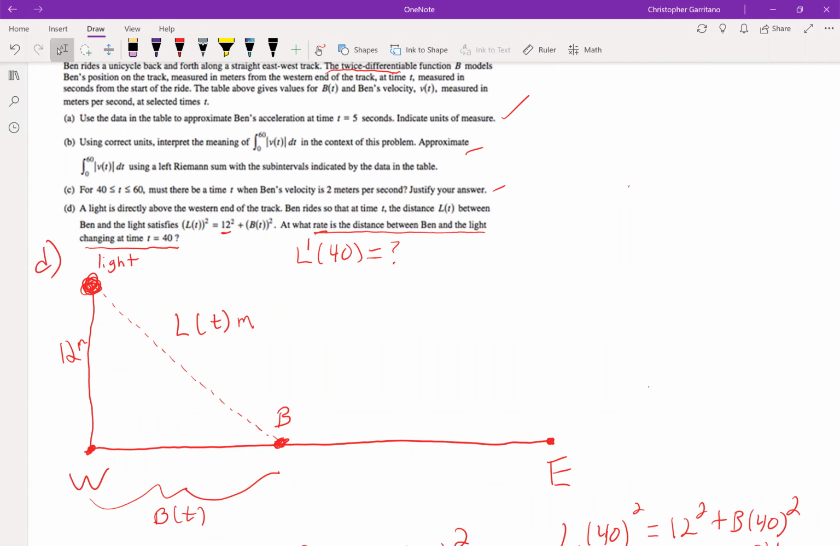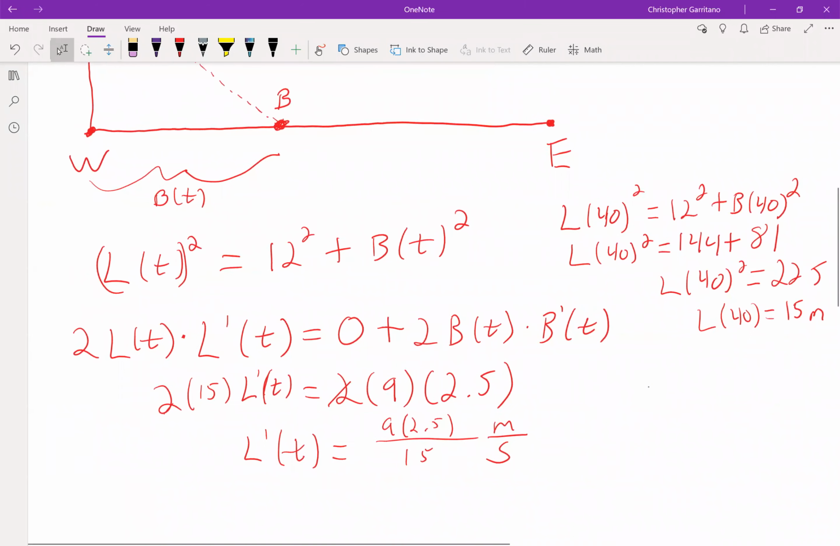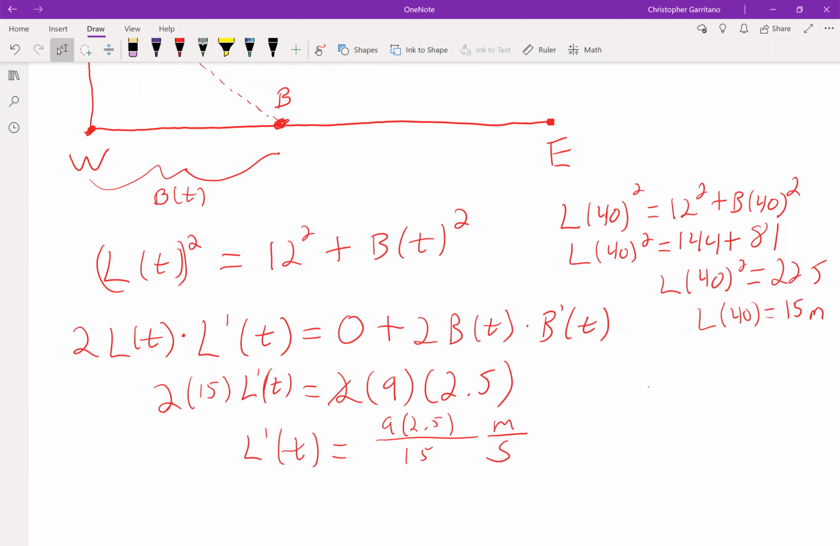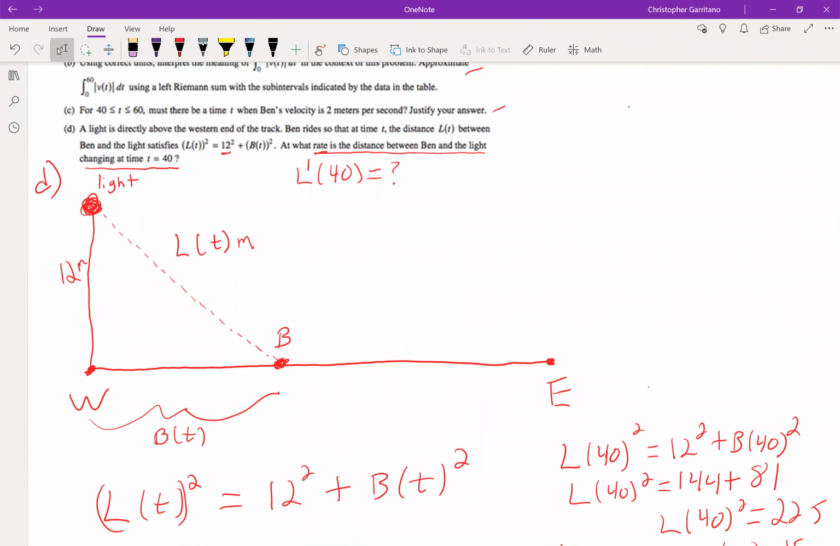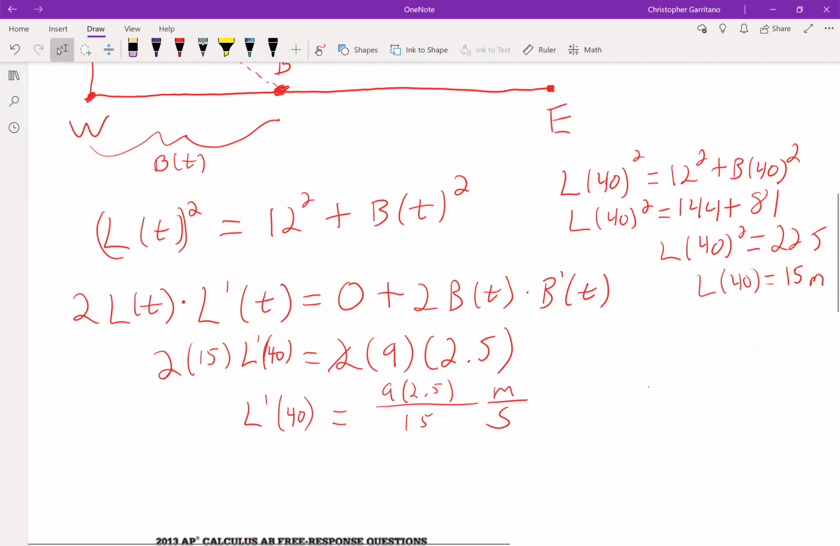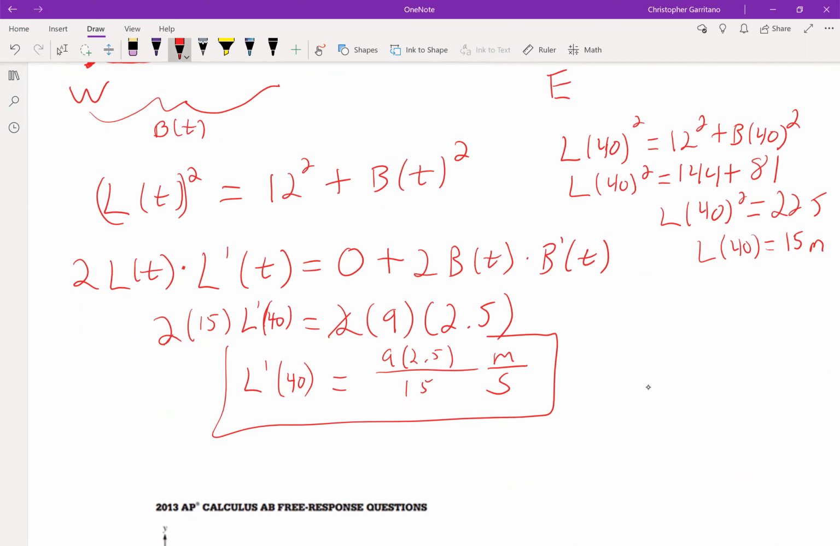At what rate is the distance between Ben and the light changing at t equals 40? Actually, when I start plugging in values, we are evaluating this equation at 40. So it is proper to plug in that time instant into the function that we're solving for as well. But the rate of change in the distance between Ben and the light at t equals 40 is equal to whatever this number breaks down to be. Okay, there you have it.